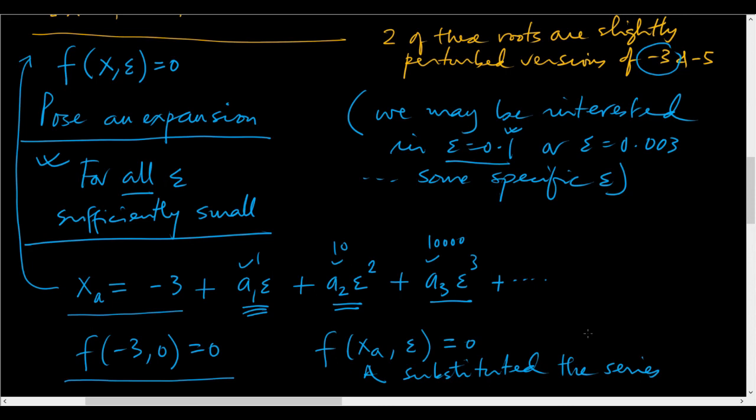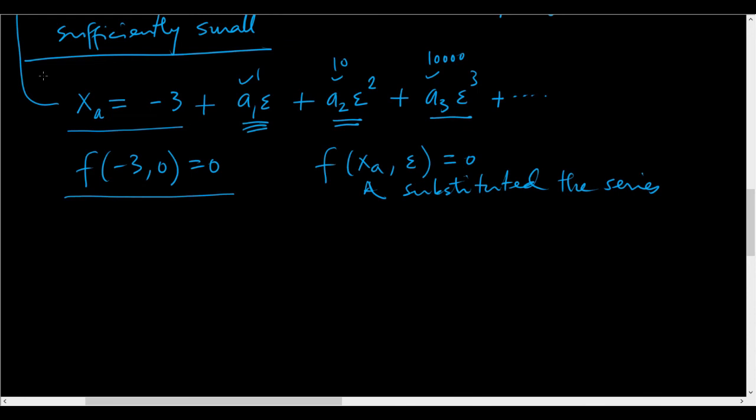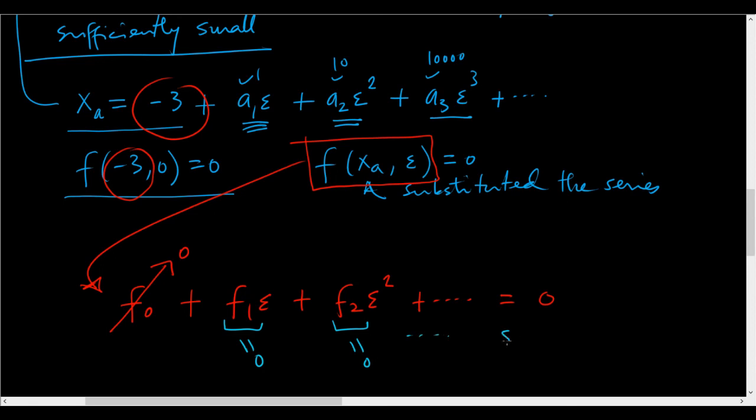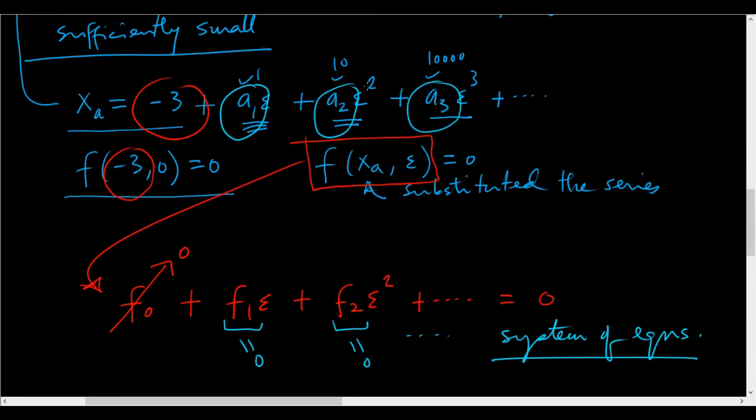And then what I do is I take this quantity and I expand it out, and I have f0 plus f1 epsilon plus f2 epsilon squared plus dot dot dot, and I want that to be 0. Now because I have started the series with the correct value, this is going to be 0, and I will insist that this has to be 0, this has to be 0, and so on, and I'll get a system of equations, and I will solve that system for the unknowns a1, a2, a3. Okay, so that is how this method works.